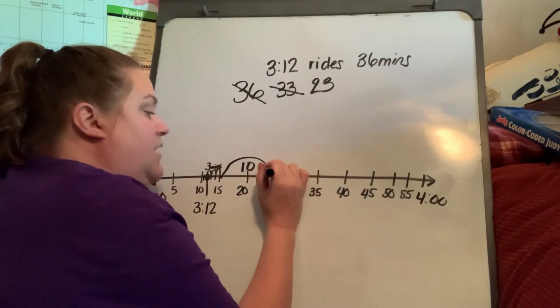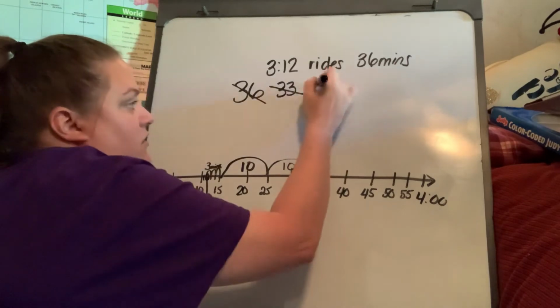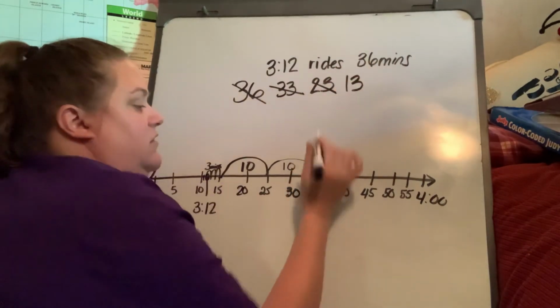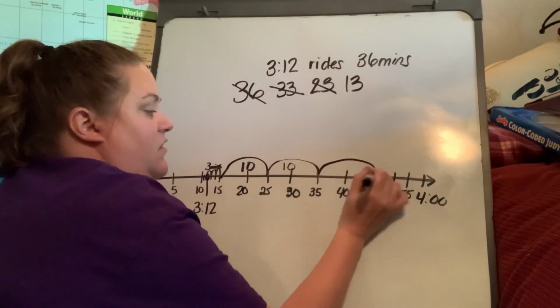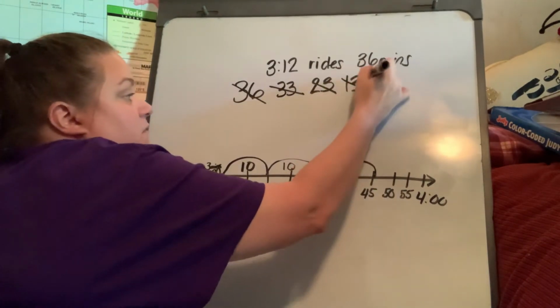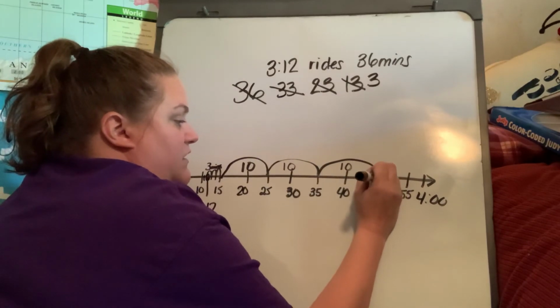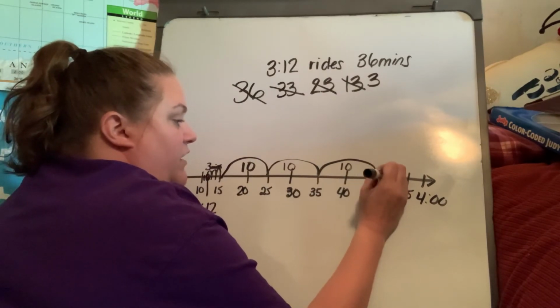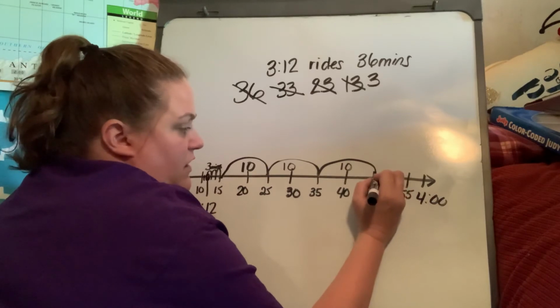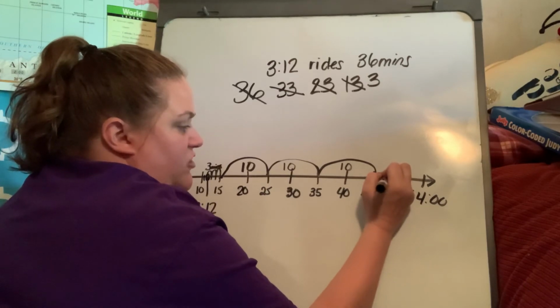So I'm going to do another 10 minutes, 5, 10. That's 10 minutes right there. So that's 13 left, 5, 10. That's another 10 minutes right there. That leaves us with 3 minutes. I'm going to do 45, 46, 47, 48, 49, 50. So I need to do 1 little hop, 2 little hops, and 3 little hops. So right there is where he finishes out.